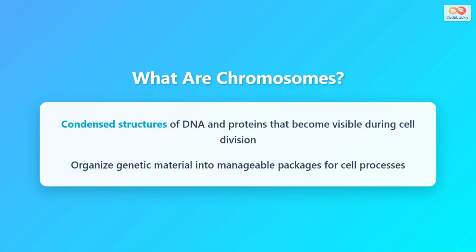Chromosomes are condensed structures made of DNA and proteins that become visible during cell division. Think of them as tightly packed bundles of genetic information. Their main purpose is to organize our genetic material into manageable packages that can be easily copied and distributed during cell processes. Without this organization, the long strands of DNA would become tangled and damaged.